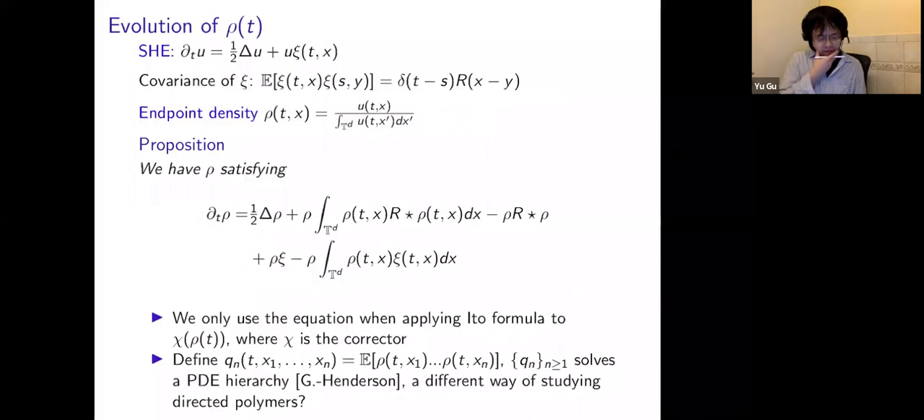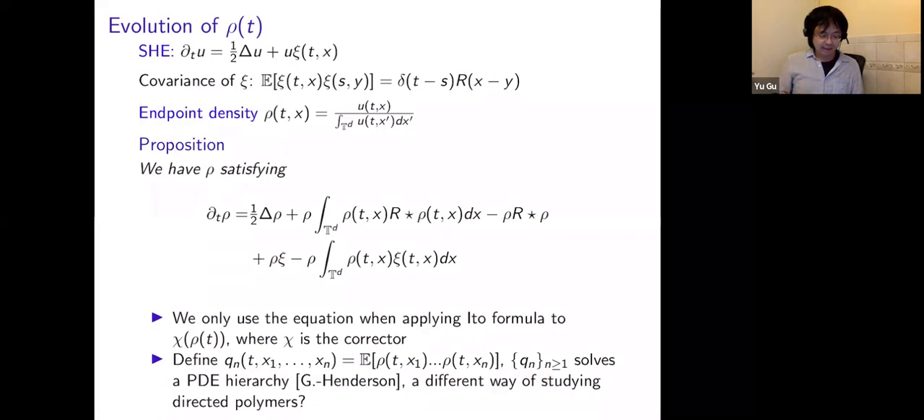On a different note, everything I did here is not restricted to the torus. I can do this on the whole line. I think this is interesting in itself. For this rho, it's a random function, so you can try to compute the n-point correlation function. Let me just define the n-point correlation function of this rho. It turns out that this Qn, which is a sequence of deterministic functions, solves a PDE hierarchy.